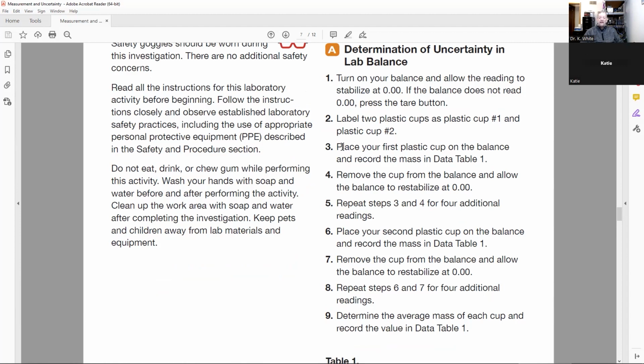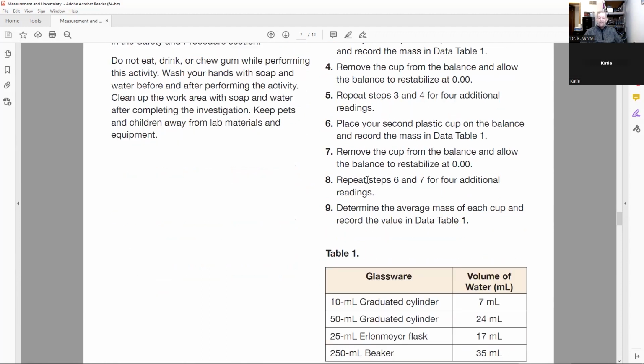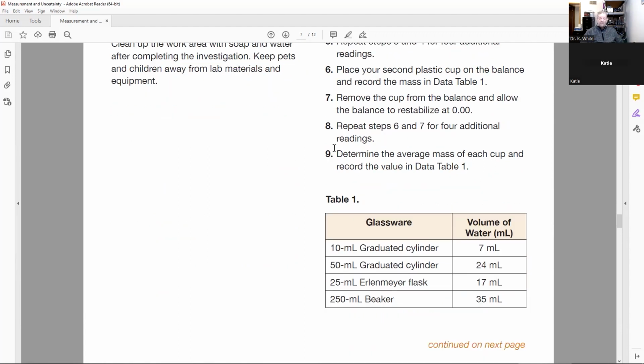And you'll repeat, take the weight of these a second time. And then you'll do 3 and 4 for 1 cup. You'll do 6 and 7 for the second cup, and you'll do it again.